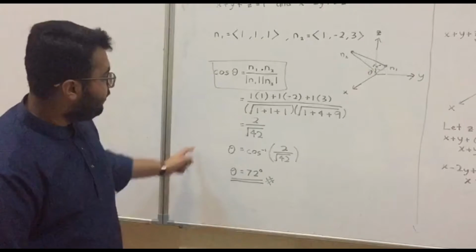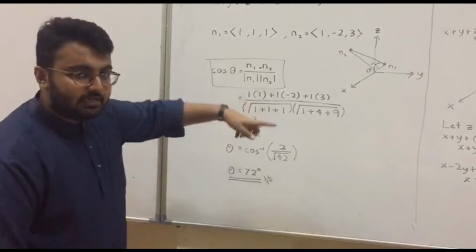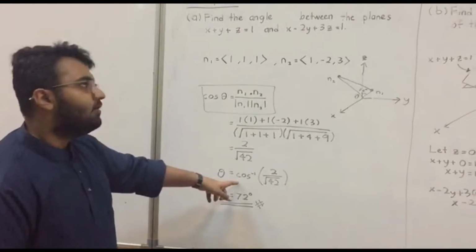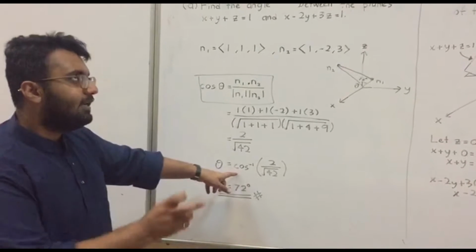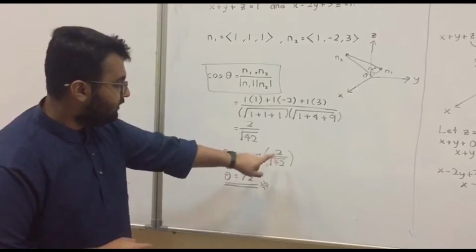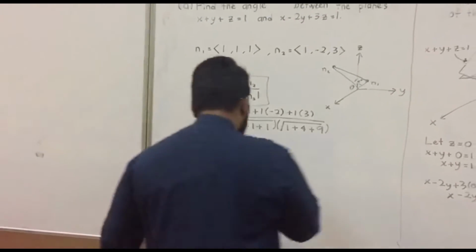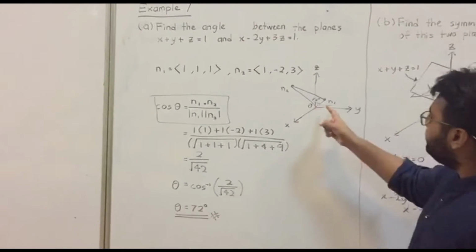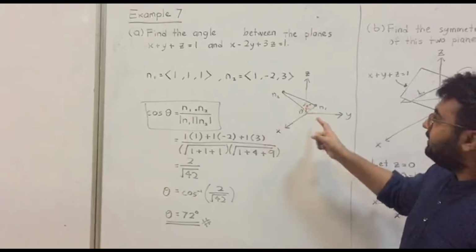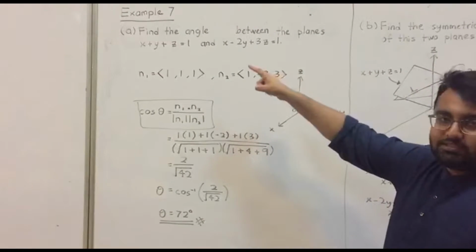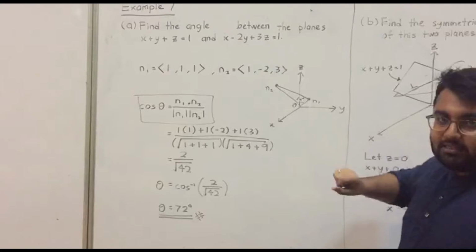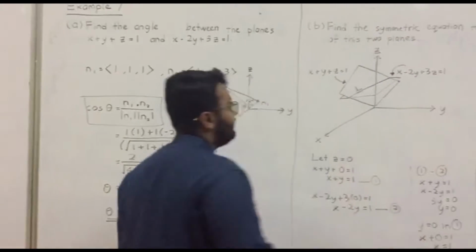To find theta, we bring the cos to the other side: inverse cosine of 2 over square root of 42, and we get 72 degrees. So 72 degrees is the angle between n1 and n2. That answers question A. Then we proceed to question B.